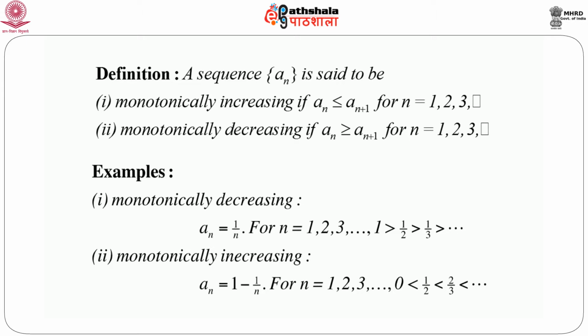Again, for monotonically increasing, if we consider a_n as 1 minus 1 by n, for n equals 1, 2, 3 and so on, we have for n equals 1, the first number is 0.